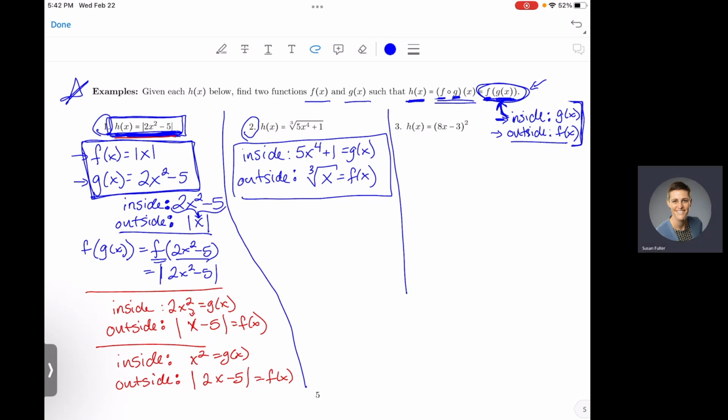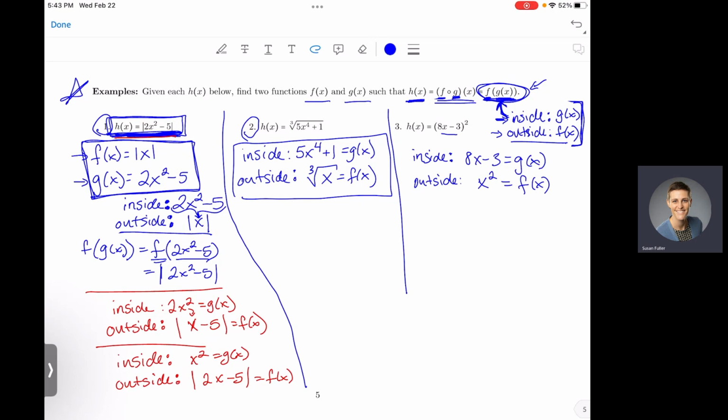Okay, one last one, number 3. What function would you say is inside another function? Most of your brains will see 8x minus 3. That is inside something else. So that's my inside function, which is g of x. And that means the outside function, the thing that it's inside of, is a squared function. So it's going to be x squared. That's going to be my outside function, f of x.